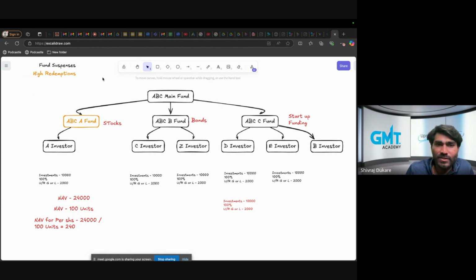Fund suspension. So I'm done with your transfer of a funds concept. Note it down in your notebook. And the second one is transfer of a funds. Okay.